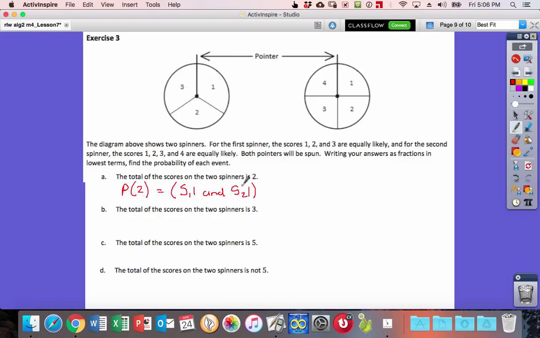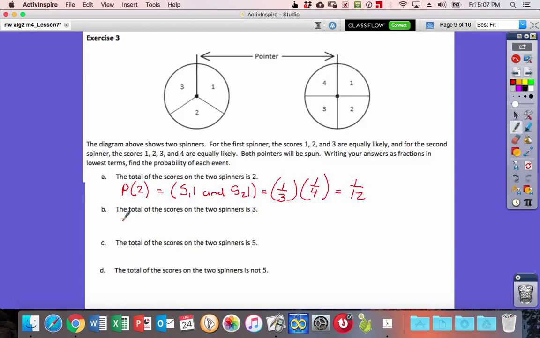And when I have an and statement, I am going to multiply. Okay, if I pick, this one's 1 out of 3, and this one is 1 out of 4 is my probability. 3 possible outcomes, 4 possible outcomes. That probability is 1/12. Okay, now if I want the total of the scores on the 2 spinners is 3.